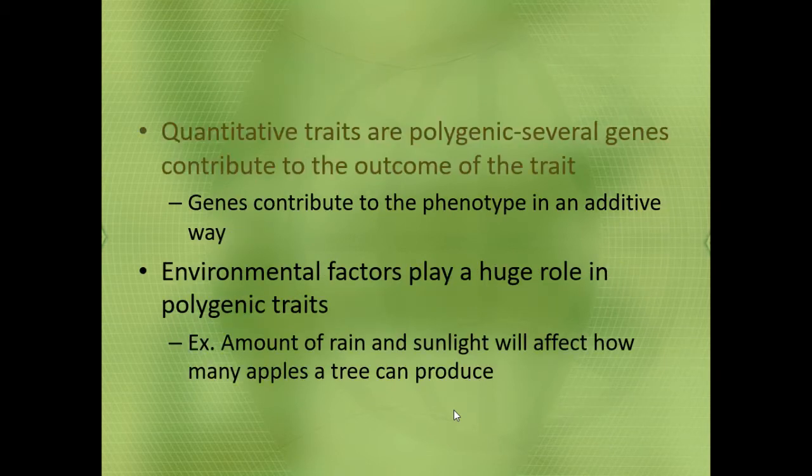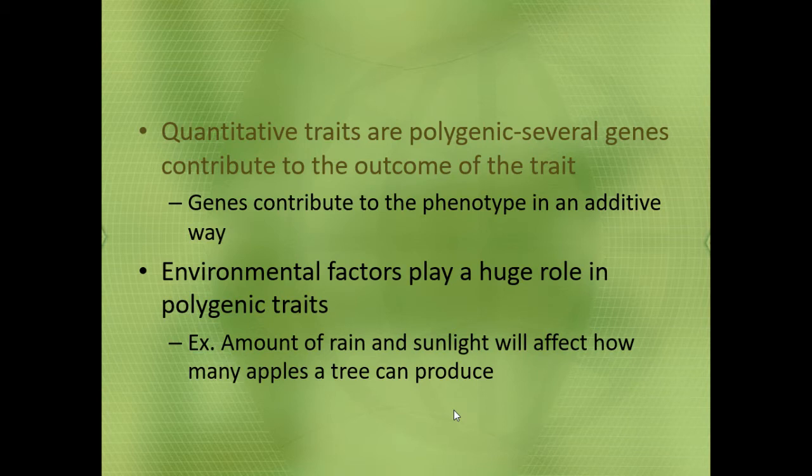Quantitative traits are polygenic. That means that there are several genes that are going to contribute to the outcome of that trait. It's not just one gene. Your eye color is actually polygenic. So genes contribute to the phenotype in an additive way. Environmental factors are going to play a huge role in polygenic traits.